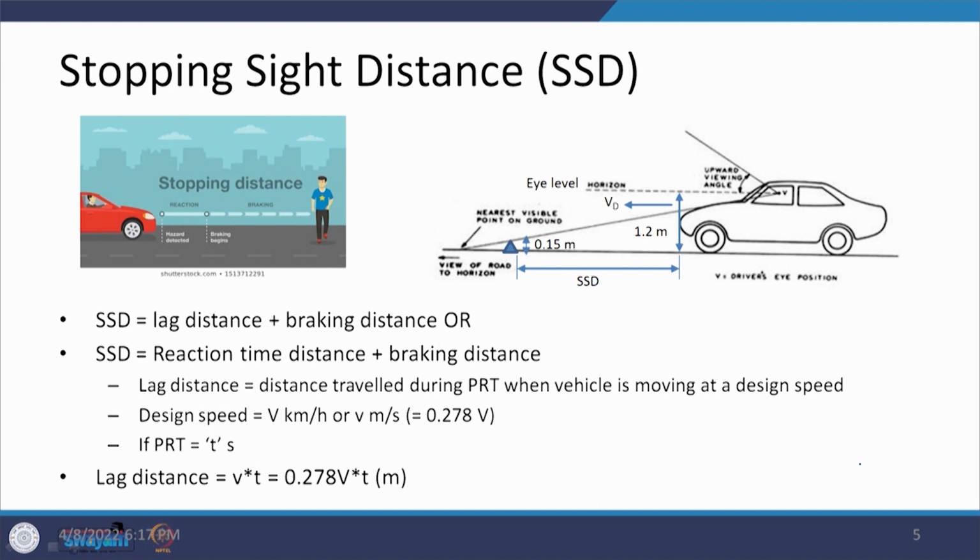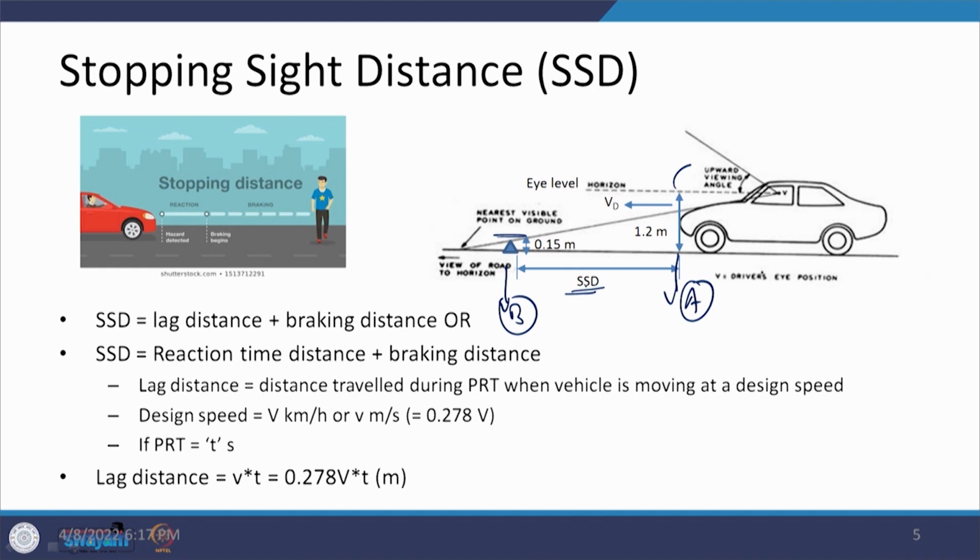So, here what we see is a vehicle at this location, say A, that has visualized an object at a location B. The height of the eye of the driver is 1.2 meters. The height of the object is 0.15 meters. If it is less than this, then we are not considering it as such.